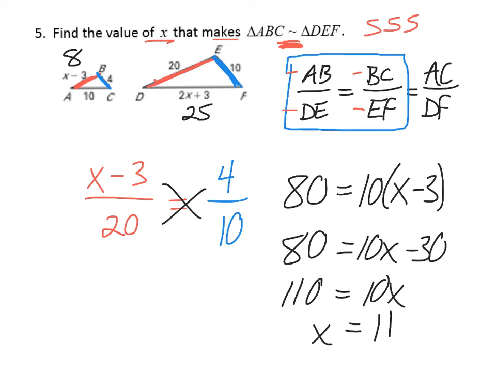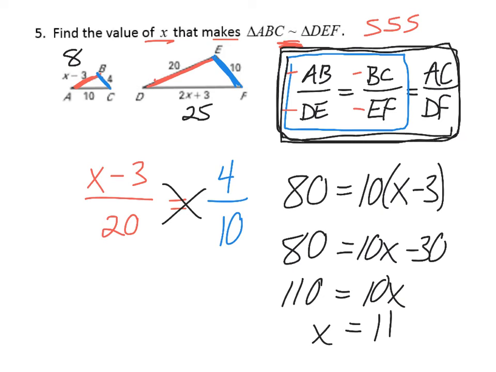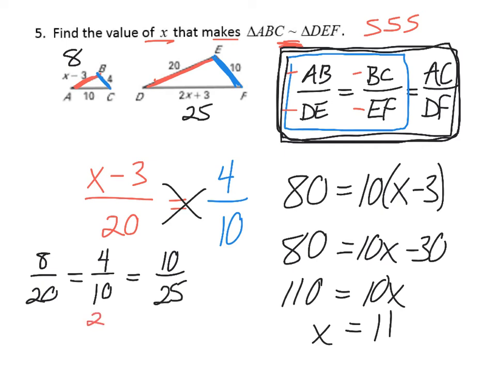So if you're really curious, what I can do to check my work is take this statement of proportionality and replace all of these with the actual side lengths that I have. So let's do that down here real quick. So it would be 8 to 20, which should be equal to 4 to 10, which should be equal to 10 to 25. All right, so it looks like if I reduce all of these down, I'm going to end up with 2 to 5, which would also be my scale factor.